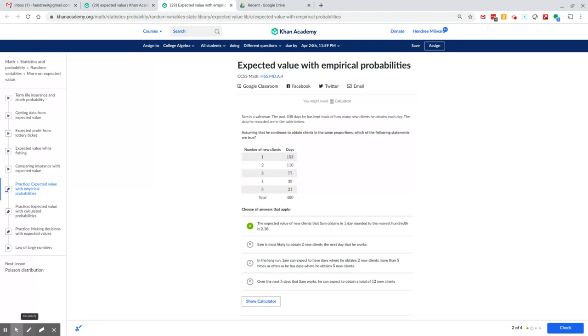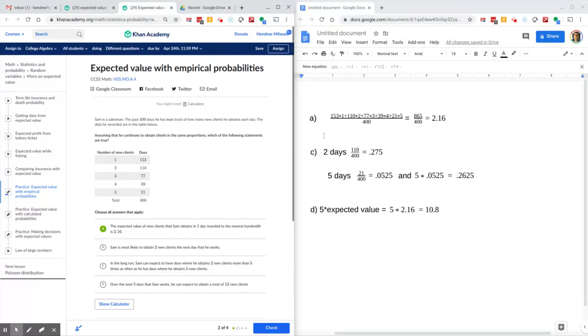So the first is the expected value of new clients that Sam obtains in one day, rounded to the nearest hundredth. Now, remember, the expected value is really just the average of what you got in the past. So what we could do is add up 153 times 1, 110 times 2, 77 times 3, 39 times 4, and 21 times 5, add all that up and divide it by 400 just to get the average. Fortunately, we've got multiplication, so we can speed that up by saying 153 times 1 is 153 ones, 110 twos is the same as 110 times 2, and so on. And then just dividing by 400, like we said before.